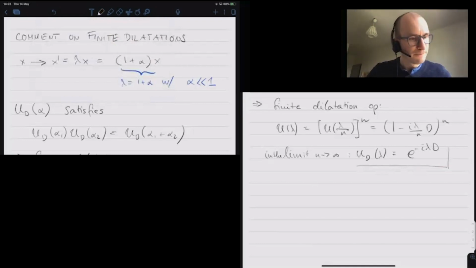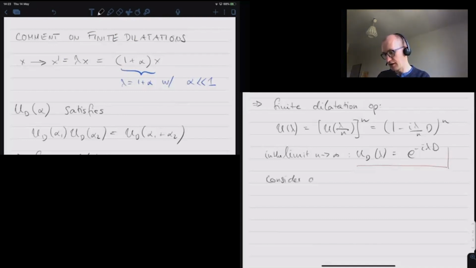Okay, so how does it act on the field? Well, we can actually work that out. Let's consider, for simplicity for now, a scalar phi. In other words, the S mu nu matrices act trivially on it. Then as usual, we can write phi primed of x. That's now going to be U dilatation phi of x U dilatation inverse.